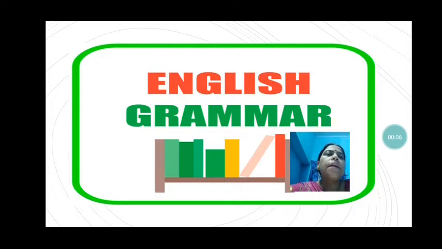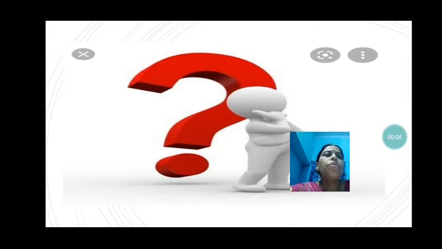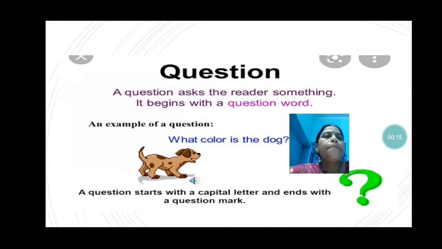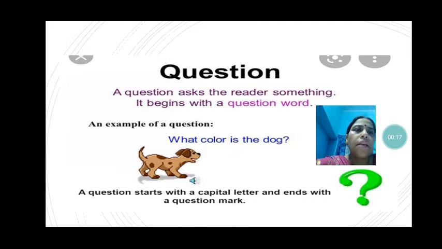So, today, children, in grammar, we are going to read about the questions that are given in chapter 4. So, what is a question, children? A question asks the reader something. It begins with a question word. When someone asks you something, that means he wants to know something from you, and there should be an answer for that. The question most of the time begins with a question word.